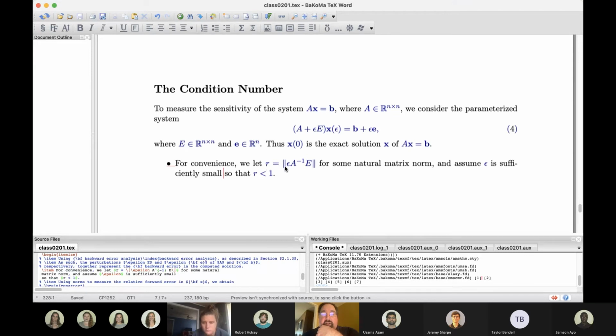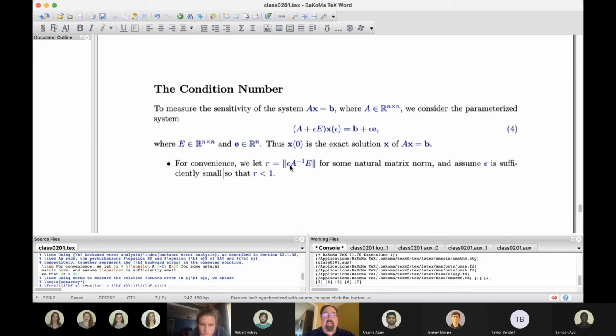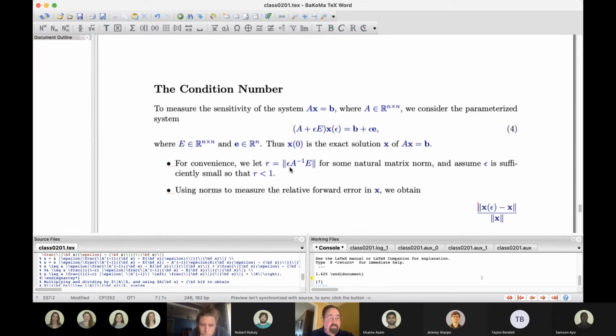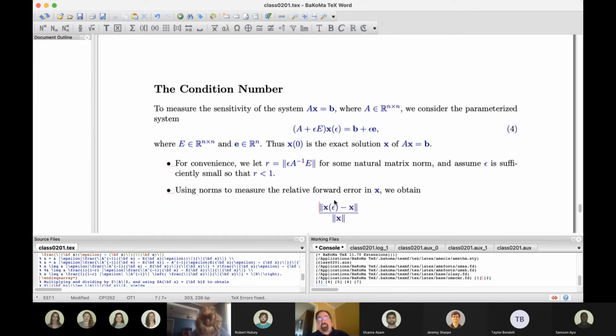All right, so if I define R to be this quantity here, and I choose epsilon small enough, then this norm will be less than 1. That helps guarantee that this system actually has a solution for whatever choice of epsilon I have. So I want to look at the relative change in X: the norm of X epsilon minus X, divided by the norm of X.